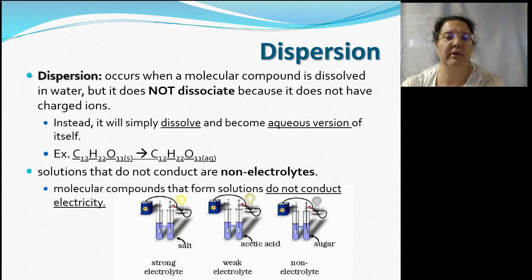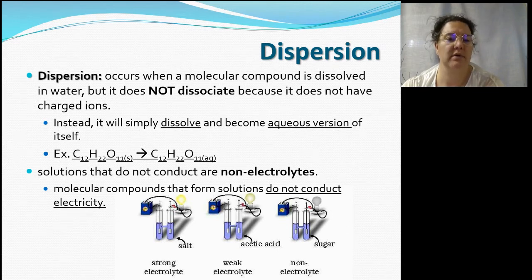Dispersion occurs when a molecular compound is dissolved in water, but it does not dissociate because it does not have charged ions. Instead, it will simply dissolve and become an aqueous version of itself. So this is why molecular compounds are often non-conductive, because they do not form electrolytes in water. So because they do not form electrolytes, they do not conduct electricity.